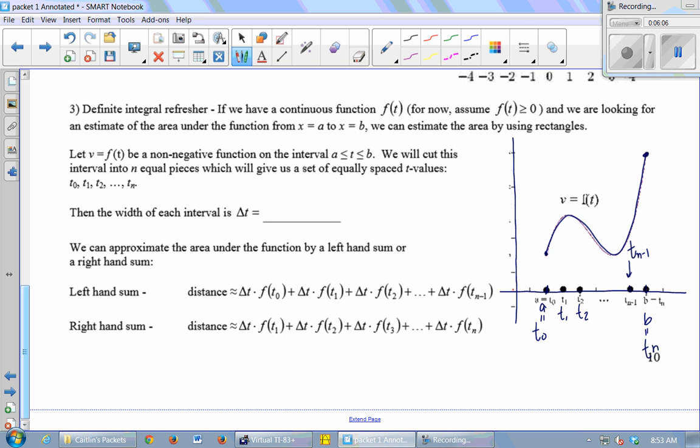All right, so to approximate the area under the function by a left-hand sum, over each interval I have to build a rectangle, and I determine the height of the rectangle using the height of the function at the left end of the interval. So from t0 to t1, I would build a rectangle. There's my base. The height is going to be determined by the height of the function at the left endpoint, and I build a rectangle there. And then t1 to t2, I do the same thing. And then tn minus 1 to tn.